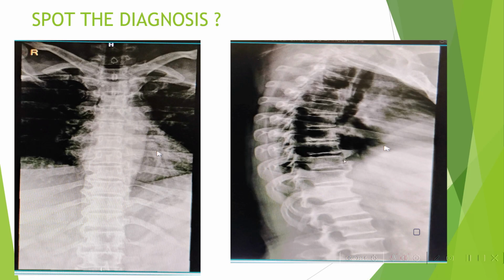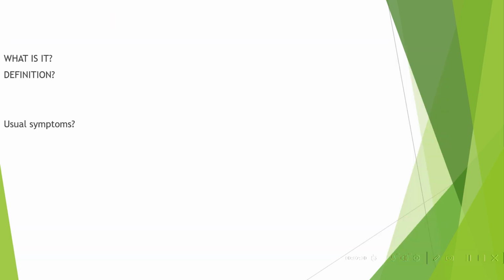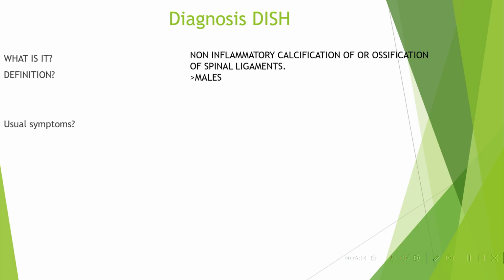Here you find the osteophytes, and here possibly this is getting calcified. Can it be DISH? It is on the right side only. So, what is this? Diffuse idiopathic skeletal hyperostosis. That is the full form. I don't quite remember the full details, sir. It is a non-inflammatory calcification or ossification of the spinal ligaments, more predominantly seen in males. What are the usual symptoms?